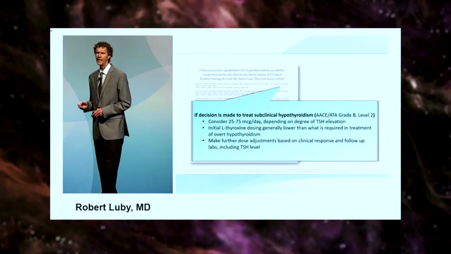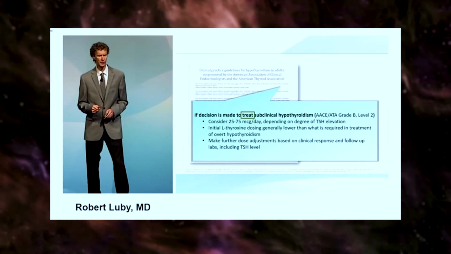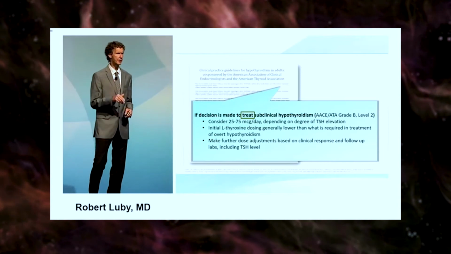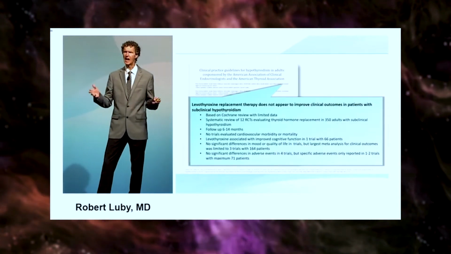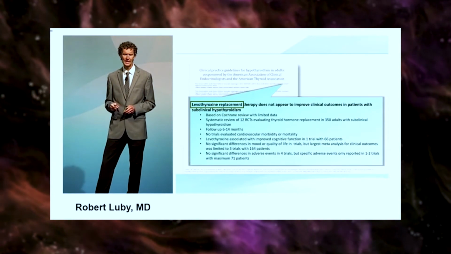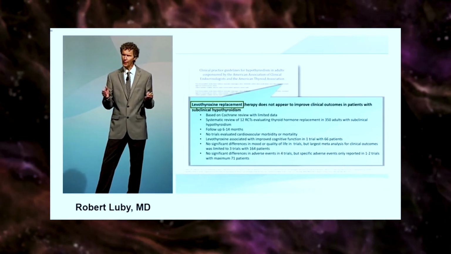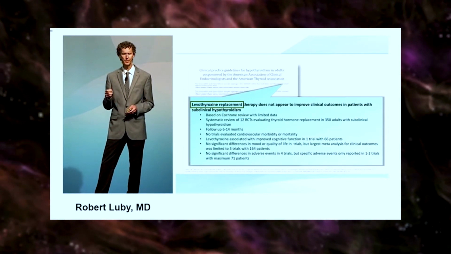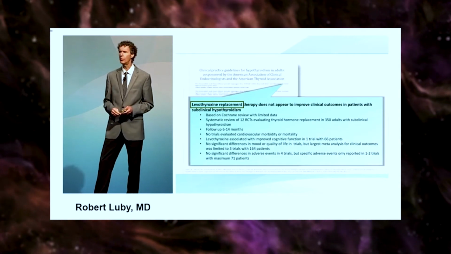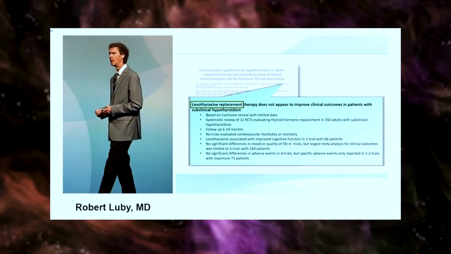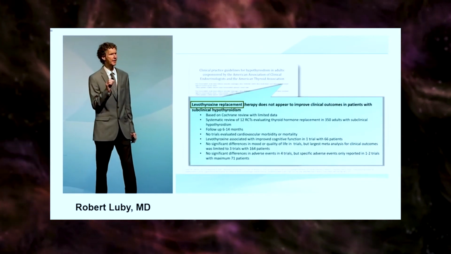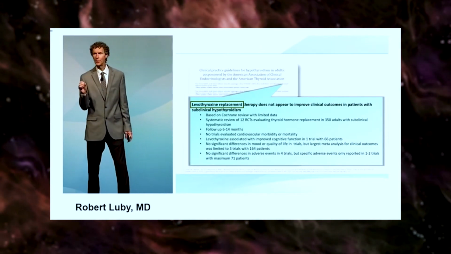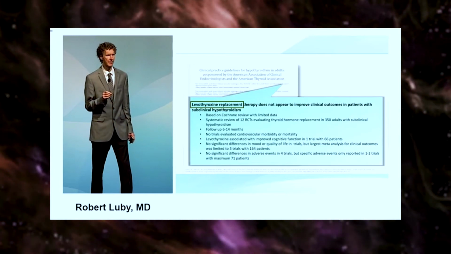The guidelines go on to say, here's the dosage of T4 that you should use. It's a lower dosage. Make further adjustments according to the TSH. Okay. Here's Cochrane review data. What's important here is that levothyroxine replacement does not appear to improve clinical outcomes in patients with subclinical hypothyroidism. Why would that be? Think and equate clinical outcomes with emergence of comorbid conditions.